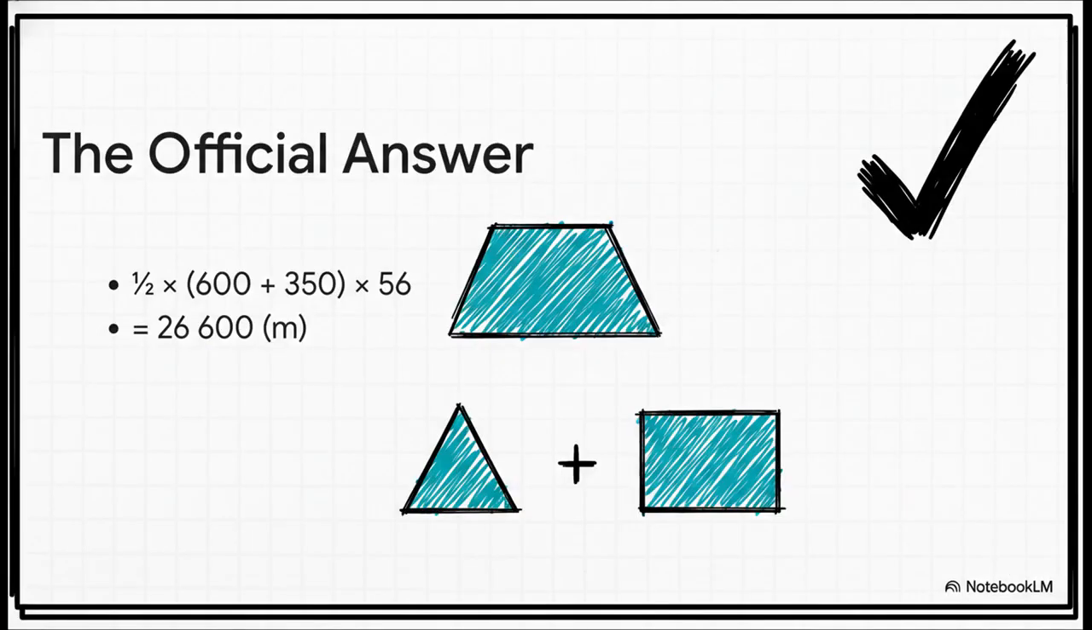And here, you can see the official mark scheme actually lists both methods. This is what the examiners are looking for. You can use the trapezium formula if you're comfortable with it, or you can do what we just said, calculate the triangle and the rectangle separately. Notice how both methods get you to the exact same place. It's good to know you have options.